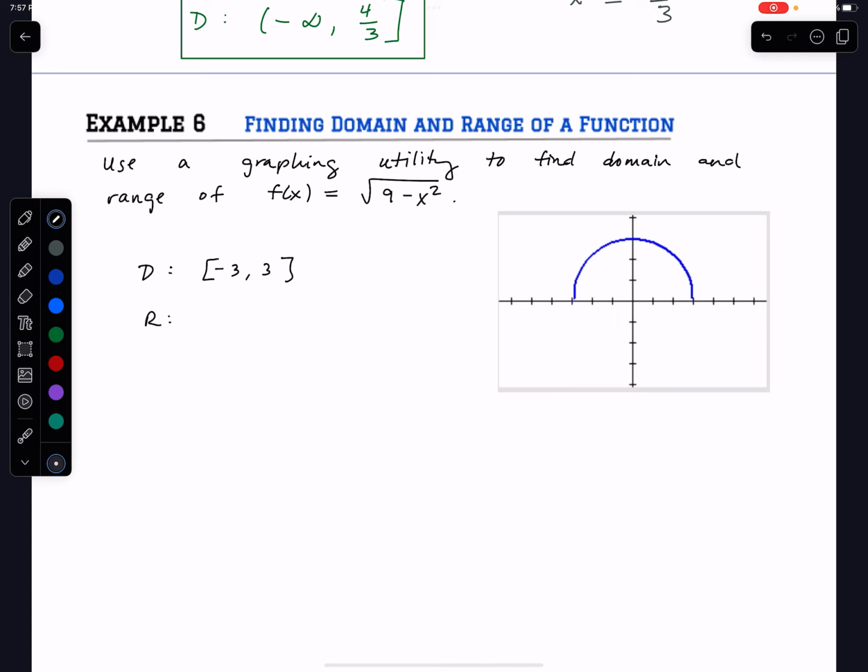And then the range is the y's. The lowest y value is 0, and the highest y value is 3. So the range is 0 to 3.